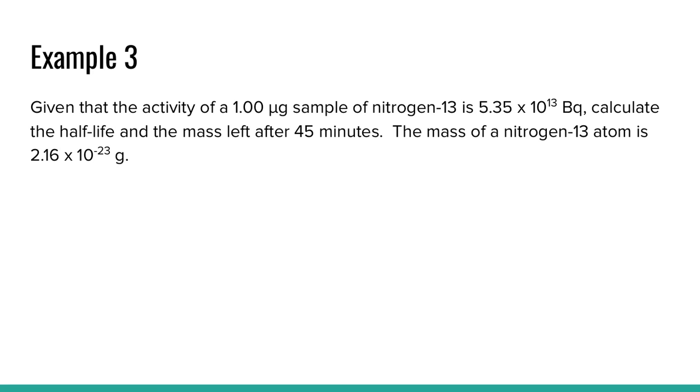So in our last example here, we're given the activity of a 1 microgram sample of nitrogen-13 is 5.35 times 10 to the 13 becquerel. We want to calculate the half-life and the mass left after 45 minutes. The mass of a nitrogen atom is this value here. So first off, we do need to figure out the number of nitrogen atoms we have in this 1 microgram sample, just because the becquerel and the activity is based on the number of nuclei present, not on the mass itself.